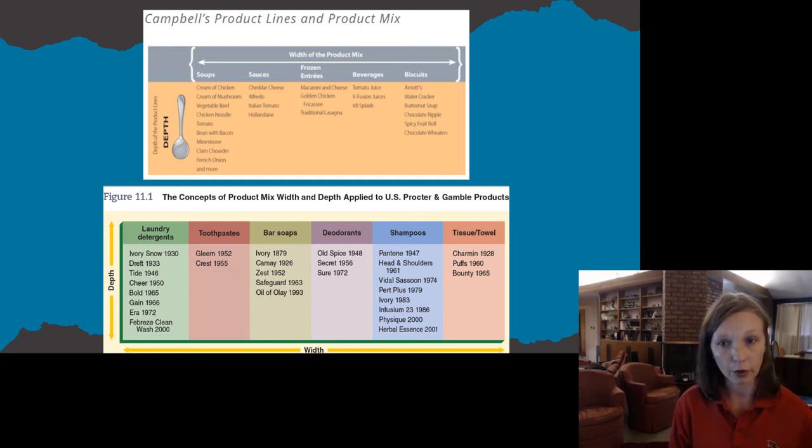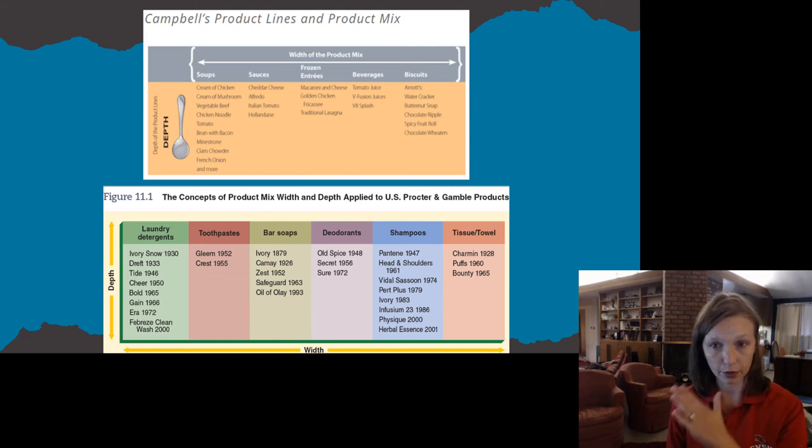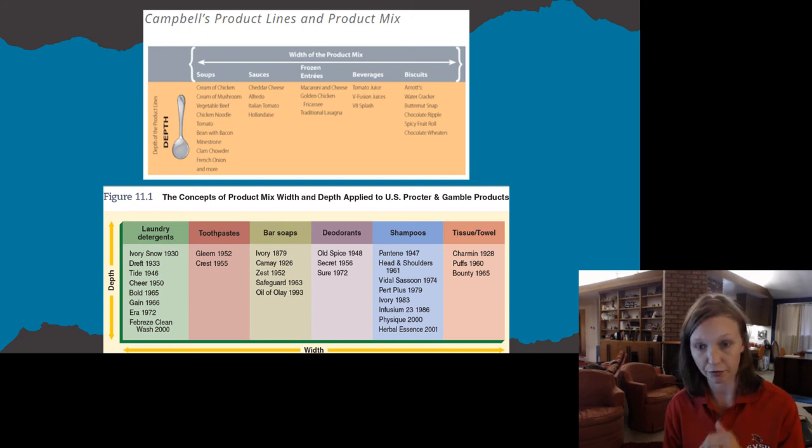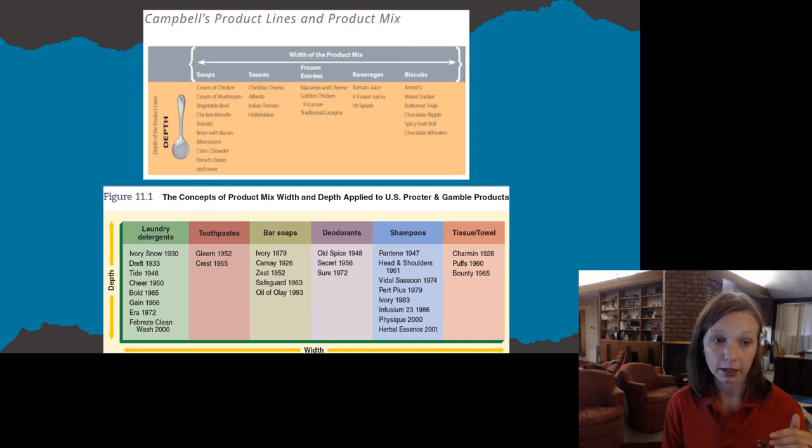And then however many we have of those, if we count up the product lines, that's the width of the product mix. So Campbell's, and this is an abbreviated list, has, according to this picture, 1, 2, 3, 4, 5, a width of 5. And then depth is going to differ depending on the product line. So soups has the deepest product line, and beverages is more shallow. It only has 3 items in it, so it's not a very deep product line.